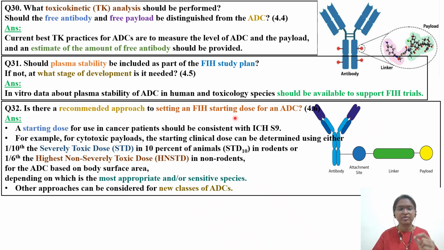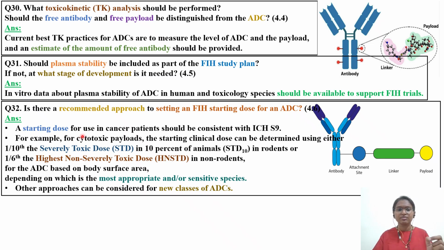Next question is with respect to FIH only. Is there a recommended approach to setting an FIH starting dose for ADC? This is the kind of question you can get in your exam. They will ask you a question like this: you're a toxicologist in a certain organization, developing one new molecule, and the nature of that molecule is ADC. What type of ICH guideline studies do you need to do, what kind of toxicology studies are needed, and how are you going to select the first in human dose for this ADC? So let's see what is the answer given by the ICH agency.